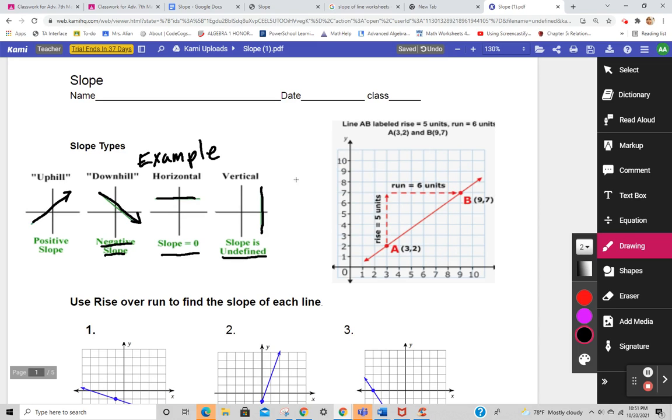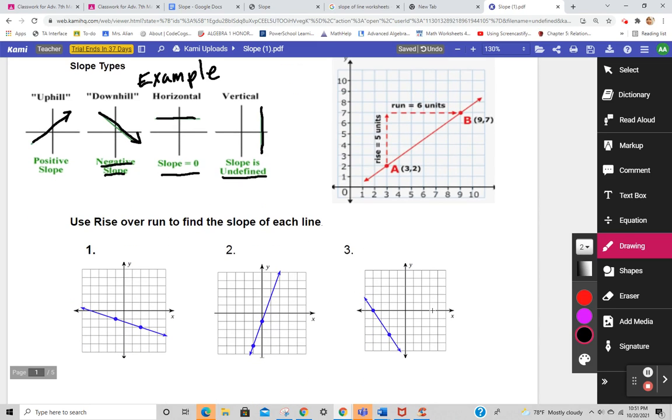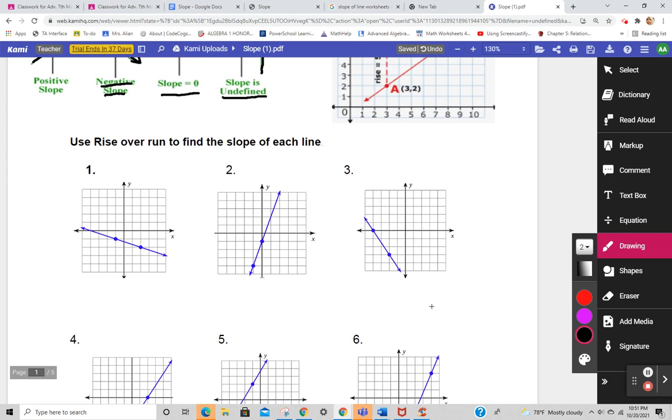All right, so now let's go ahead and look at different lines and find the slope for each line. To find the slope of each line, given the line, all you need to select is 2 points, and any 2 points will do. So let's start with number 1. They've already pre-selected this point and this point for us to use. We'll go ahead and use those 2 points.